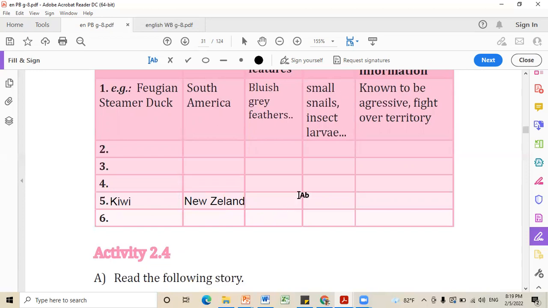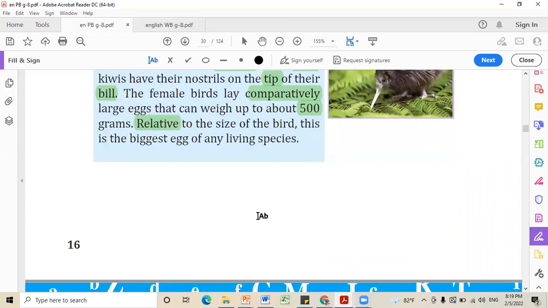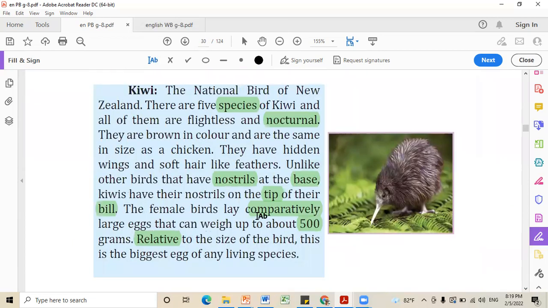Okay, and then we need to find physical features, right? So what are physical features? Deha lakshana. So Janet, would you like to find and let me know any physical feature included here? They are brown in color and are the same in size as a chicken. Yes, very good. So they are brown in color and they are the same size as a chicken. Right, good. And Hirosha, would you like to try another one?